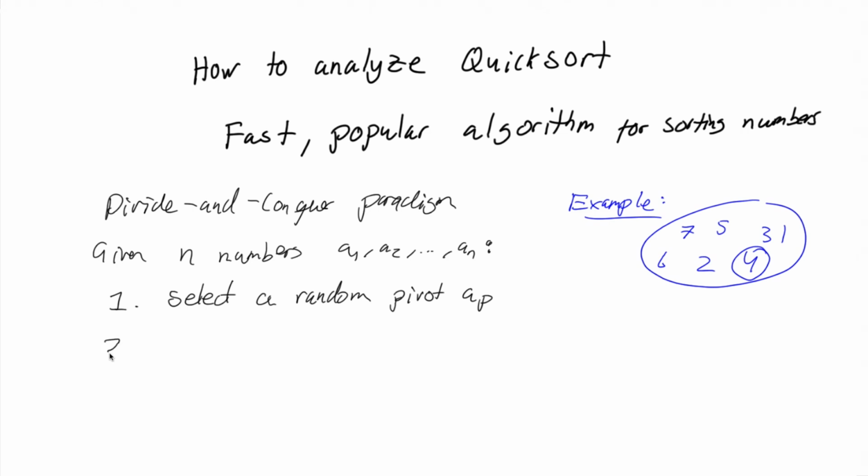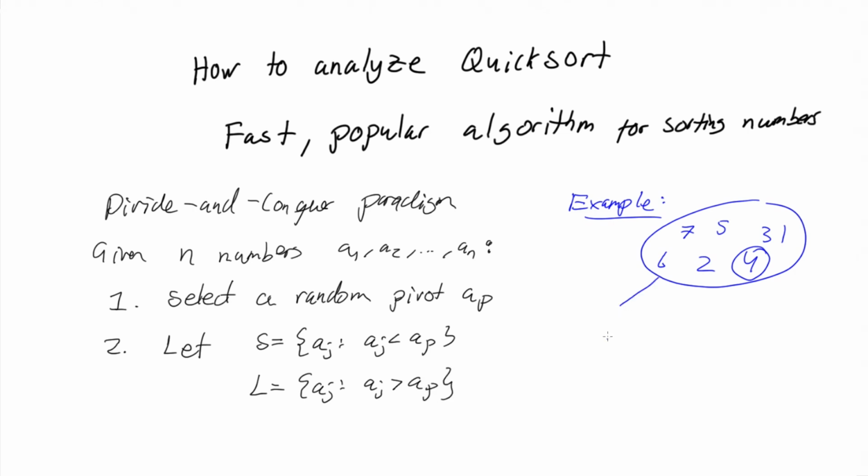In the second step of our algorithm, we will use this pivot to partition our data into all the numbers that are smaller than our pivot and all the numbers that are bigger than our pivot. We let S be the set of numbers that are smaller than the pivot, and L be the set of numbers that are bigger than the pivot. In the example, the set S, the elements smaller than the pivot, will be 2, 3, and 1. And the set L, that is larger than the pivot, will be 6, 7, and 5.